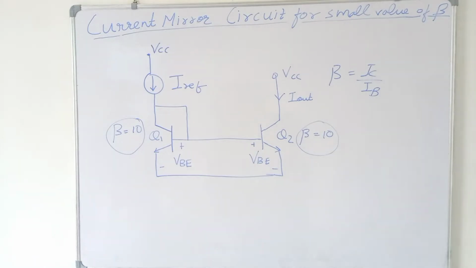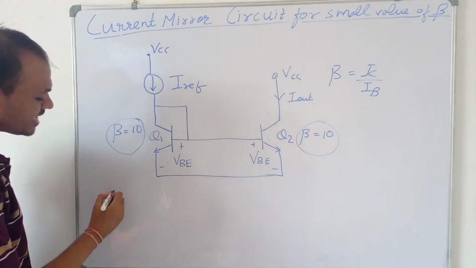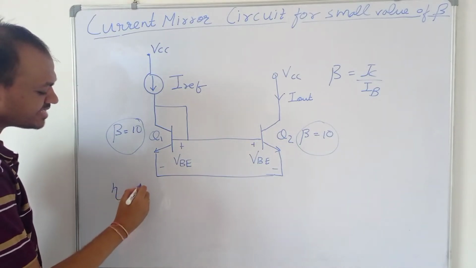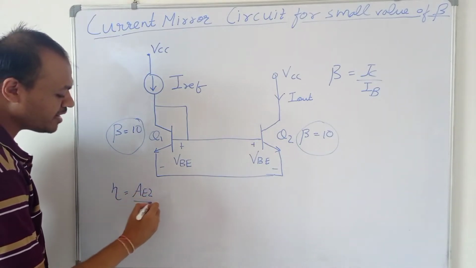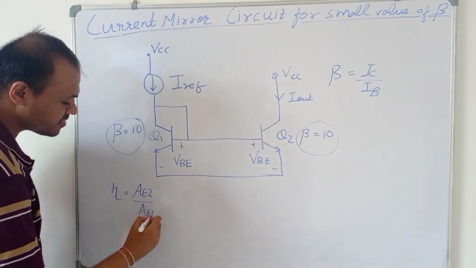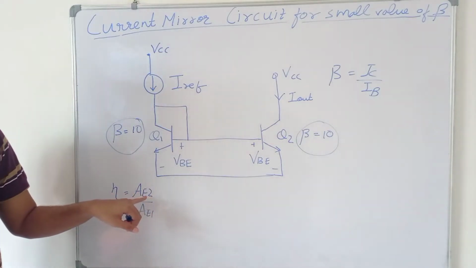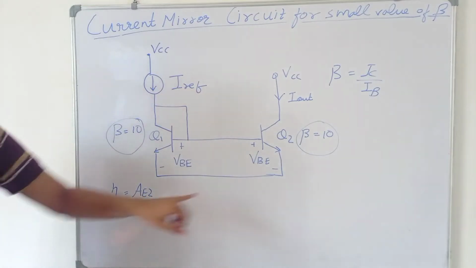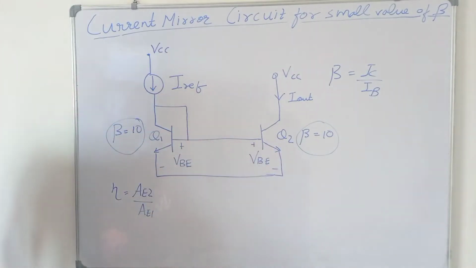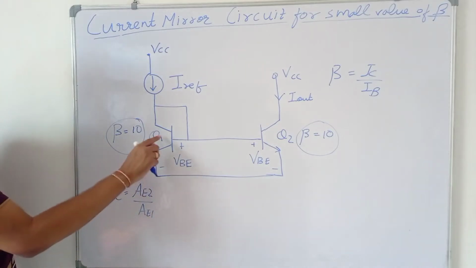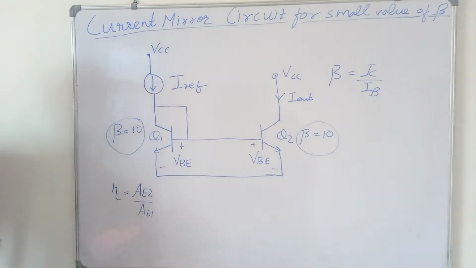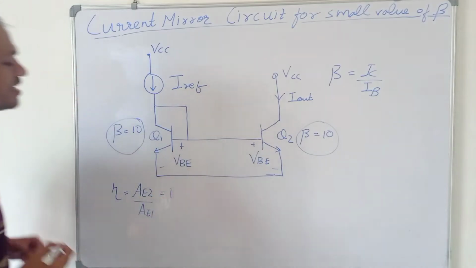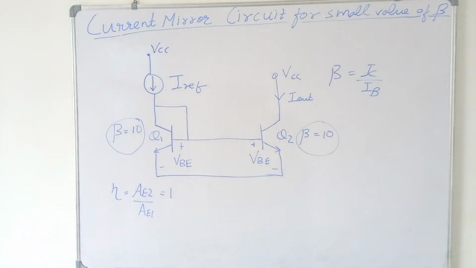So, in this current mirror circuit, let's say eta is given as AE2 upon AE1, where AE2 is the area of the emitter region for transistor Q2, and AE1 is the area of the emitter region for transistor Q1. Let's suppose this eta is equal to 1. We are taking the emitter area for both transistors Q1 and Q2 to be the same. So the value of eta is equal to 1.